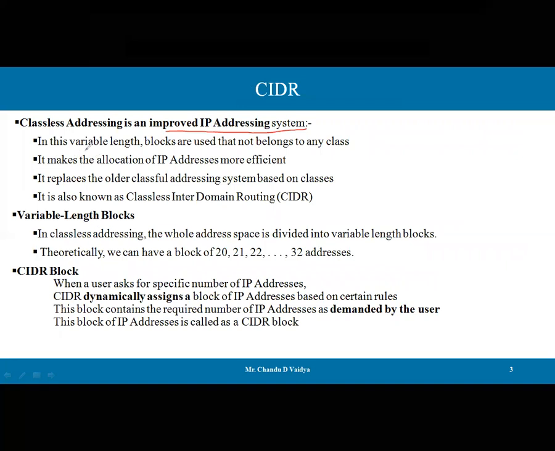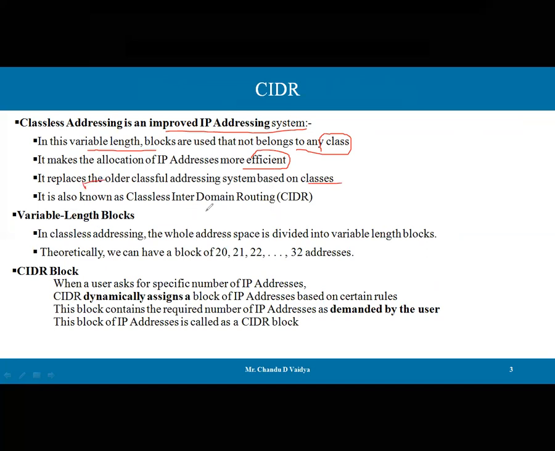In this scheme, variable length blocks are used, not belonging to any class. There is no concept of classes A, B, C, D, E. There are no classes, totally freedom from the classes. It makes the allocation of IP addresses more efficient as per the requirement. It replaces the older classful addressing system based on classes, so it is an improved one. It has replaced this one.